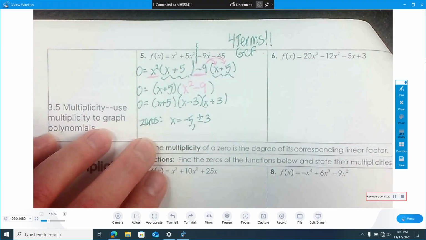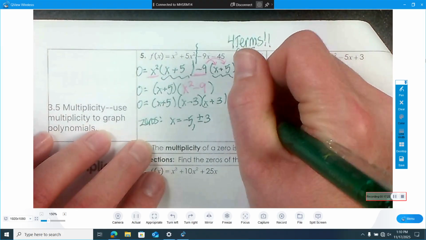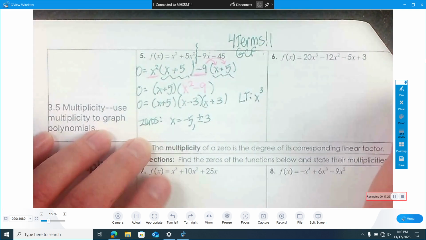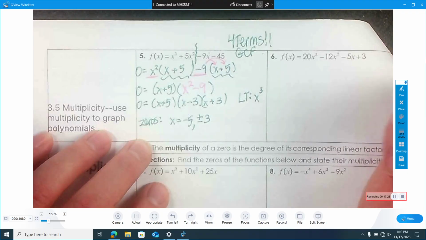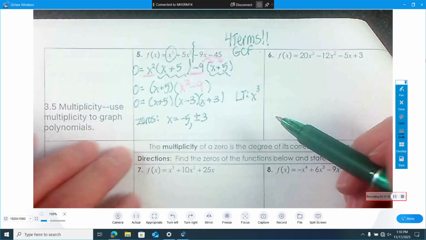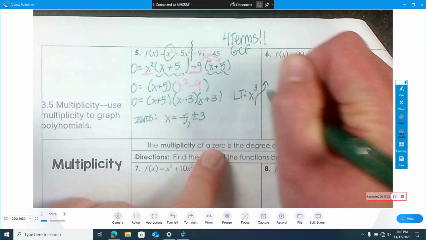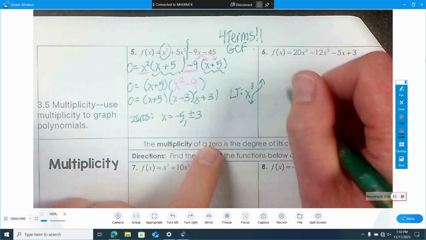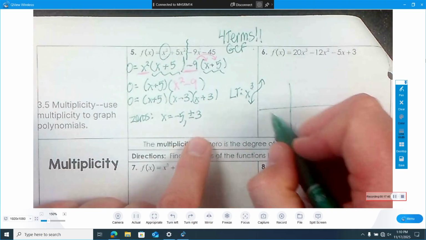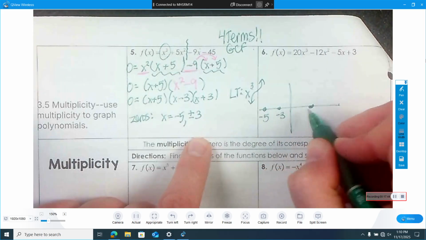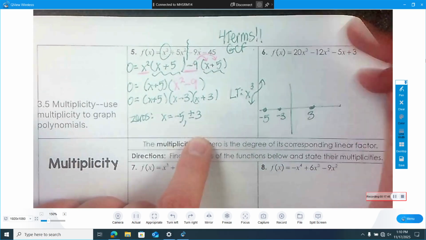All right, cool. My leading term is x to the 3rd. So what do the arms do when we have that highest x to the 3rd power? Start low, end up high. Yep. And if we graph that, I'm just going to make that sketch here to the right side. I have a negative 5, negative 3, and whoopsie daisy, positive 3. That's kind of off there.